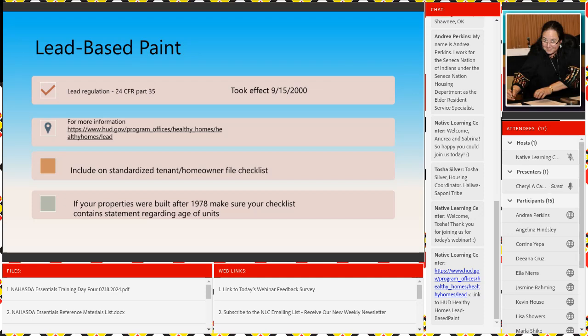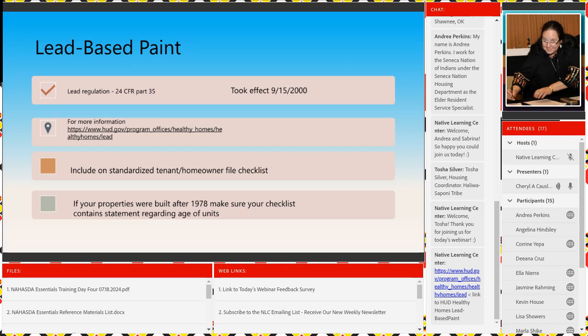Include that on your standardized tenant and homeowner file checklist to cover your housing stock, just your properties, okay? These were all built after this year, therefore we don't need them. But make sure you address it somehow. Otherwise, there are steps that you're supposed to be taking.